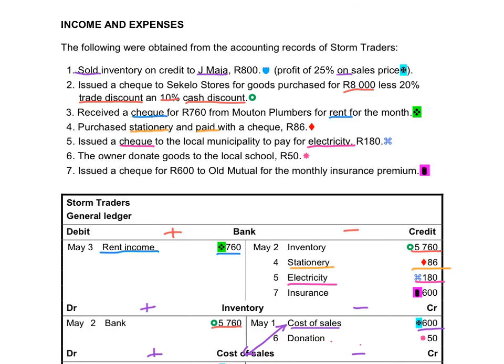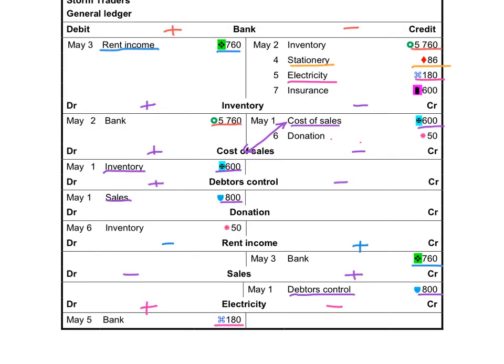The owner donated goods to the local school, 50 Rand. If we donate goods, the one entry will be in the donation account. Because we give goods to them, it means that our inventory decreases, so the double entry will be in the inventory account. The inventory account is credited with the 50 Rand because the inventory decreased, and the donation account is debited because donation is expense and expenses increase on the debit side.